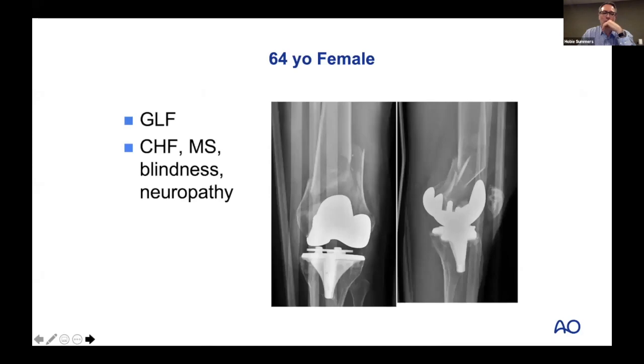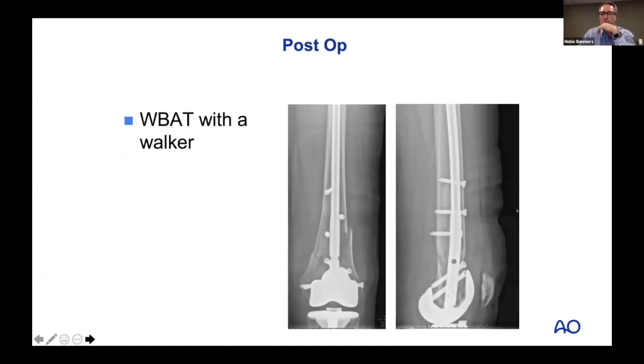Okay, Justin's back up. So a 64-year-old female had a ground level fall. She has CHF, MS. She's blind and has neuropathy, and she has this periprosthetic fracture. Justin, I couldn't get your CT scans to run, so I went straight to your fixation. Okay. Yeah, CT scans just showed a pretty low fracture around that component.